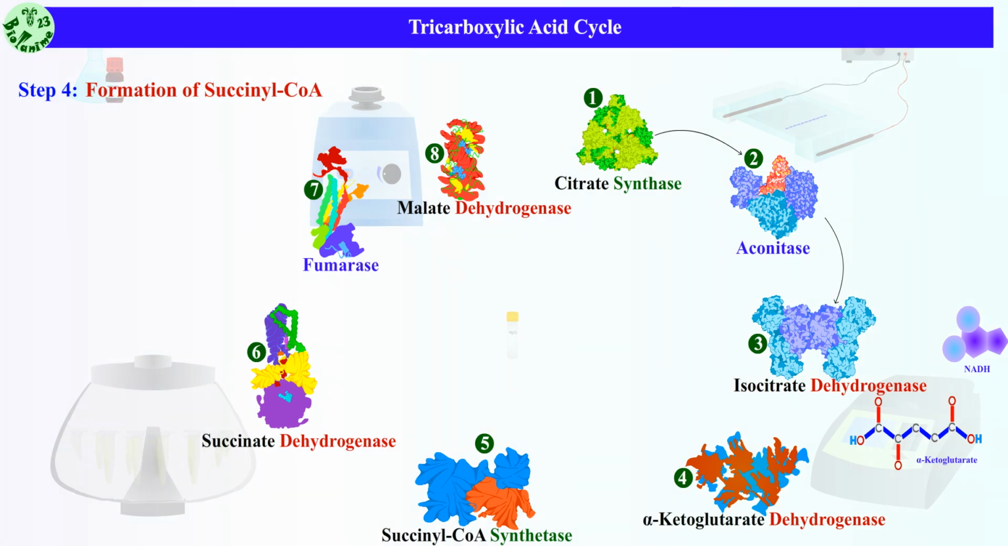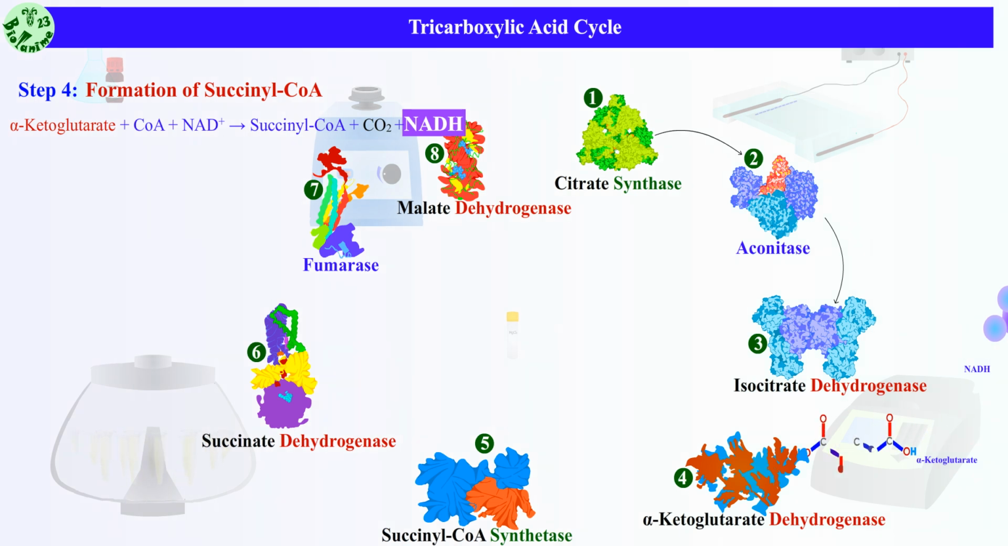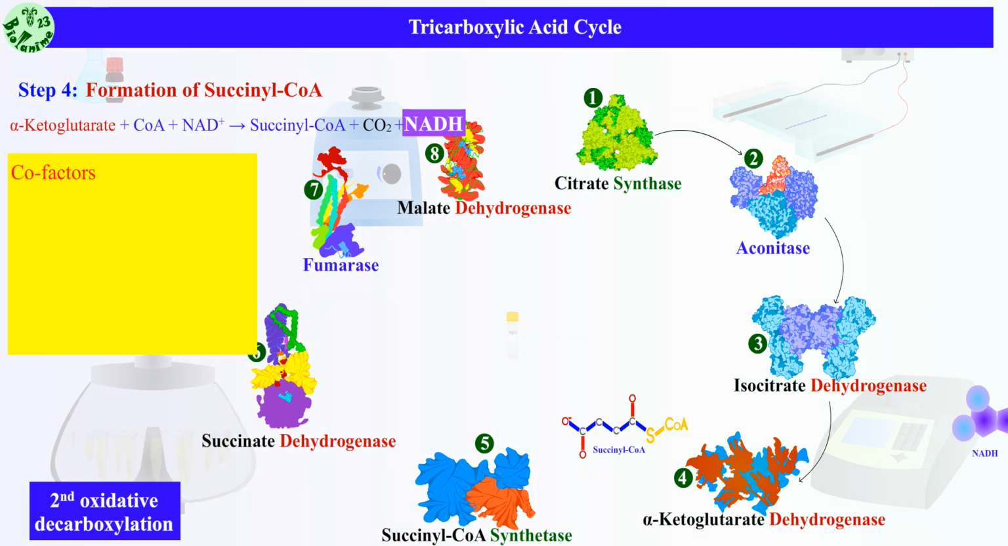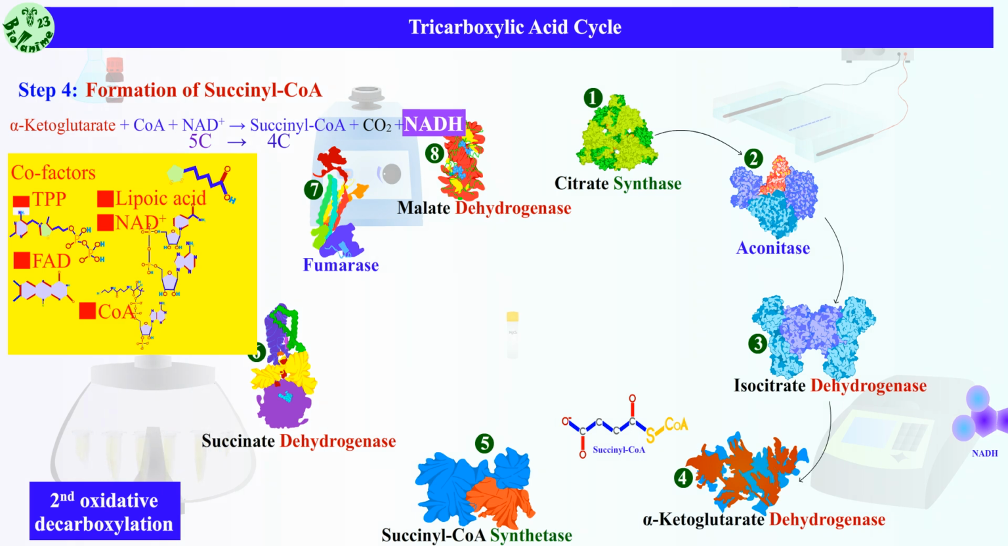Step 4, formation of succinyl-CoA, is catalyzed by the alpha-ketoglutarate dehydrogenase complex, and is the second oxidative decarboxylation to release carbon dioxide and NADH. The cofactors required for this reaction are thiamine pyrophosphate, lipoic acid, FAD, NAD+, and CoA. And the process can be inhibited by arsenite poisoning.